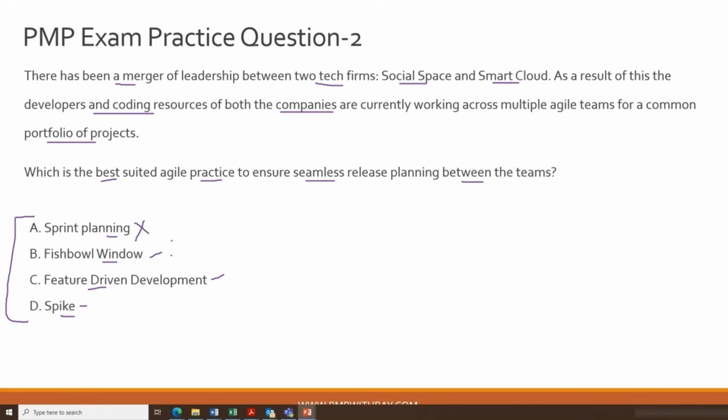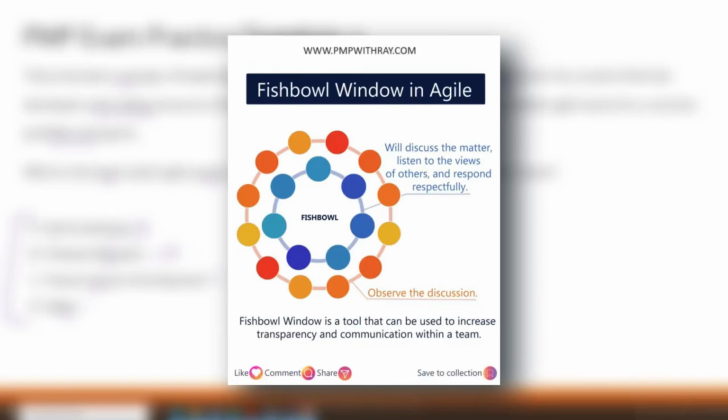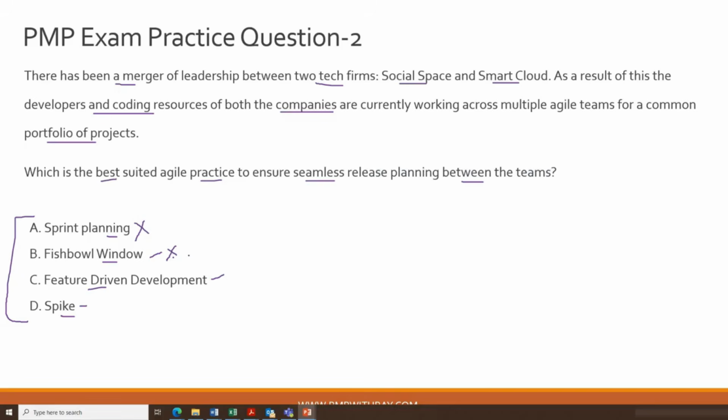Fishbowl window, that is an incorrect option as well. So if you know about fishbowl window, guys, it is a type of a communication channel which is established either to brainstorm an idea or to enable virtual connectivity across agile teams who are not co-located. Okay, so if you don't know about fishbowl window, guys, I would recommend that you go and study about fishbowl window in agile projects. Okay, so that way this option is incorrect.